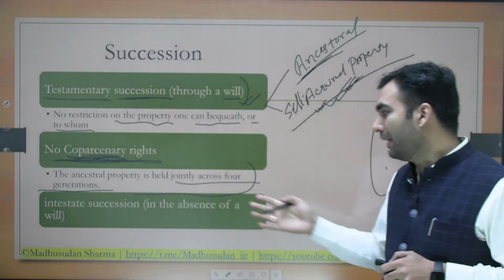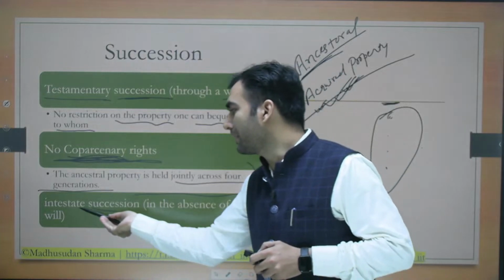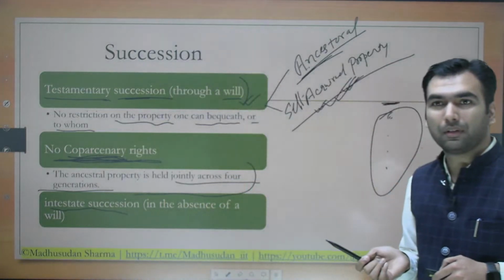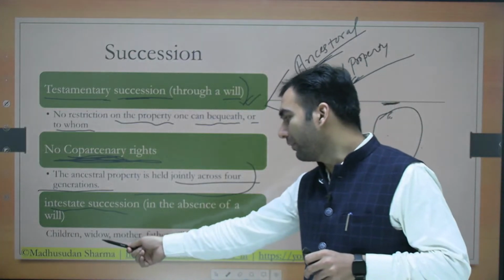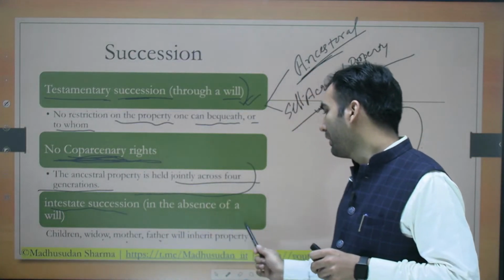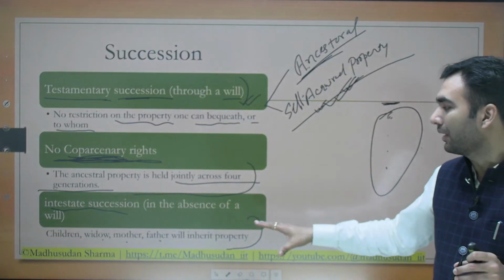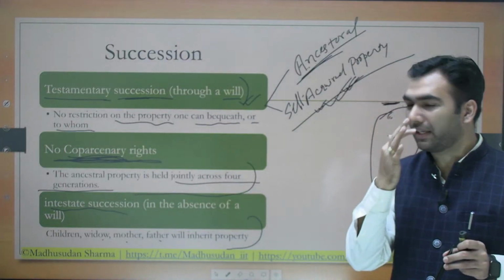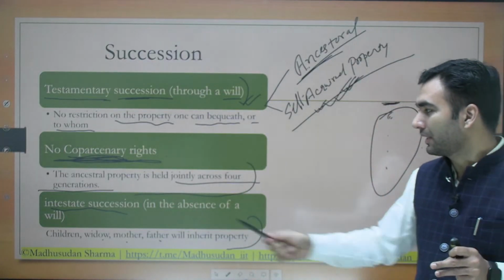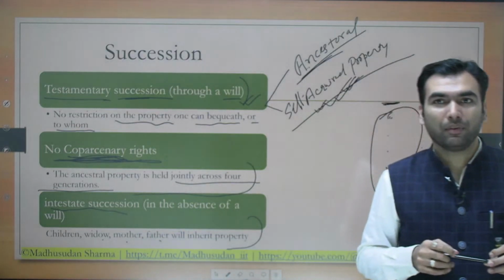Okay. Next is intestate succession. Suppose a person dies without making any will. In that case, what will happen? So it says that the children, the widow, the mother, father will inherit the property. So now it has been limited to 3 generations only, rather than the 4 generations which was the practice earlier. Only the children, the widow, the mother and father, they will hold it.